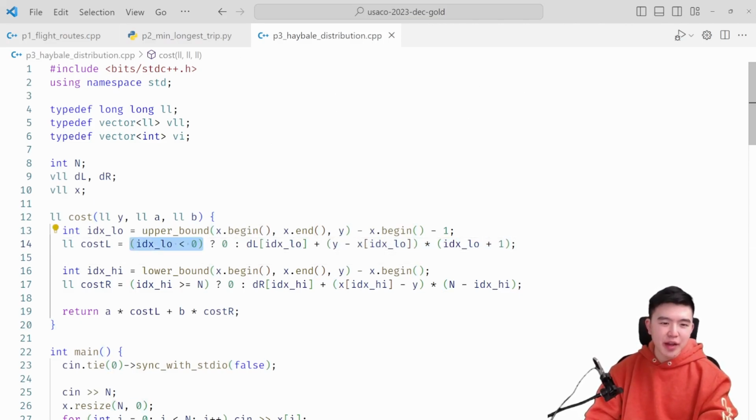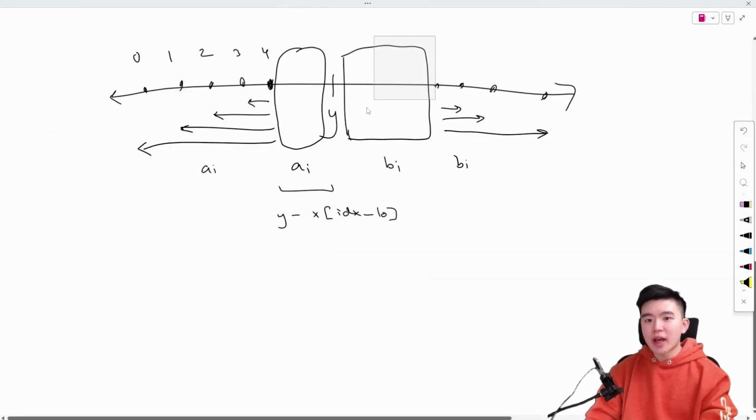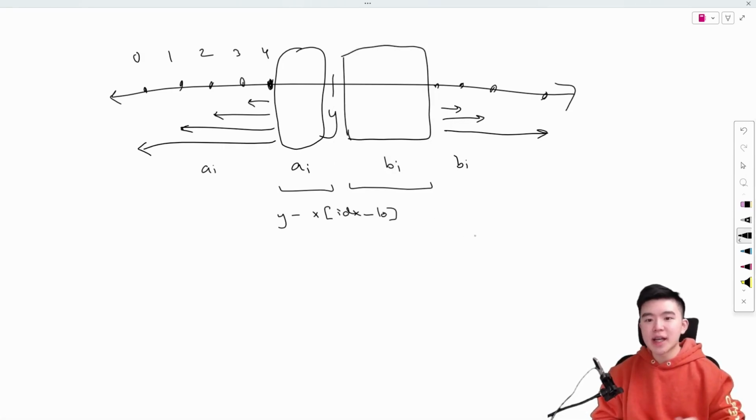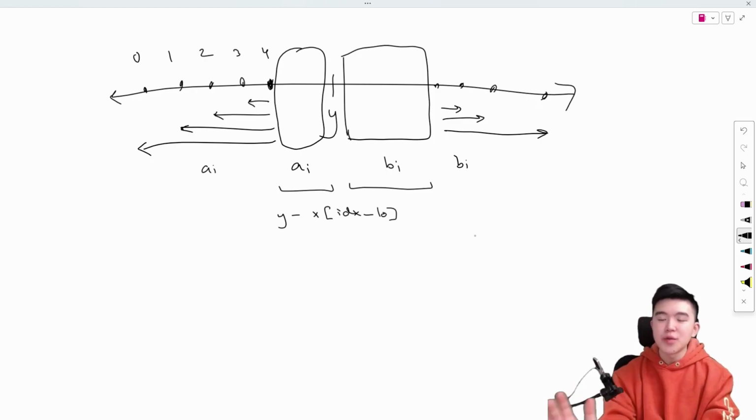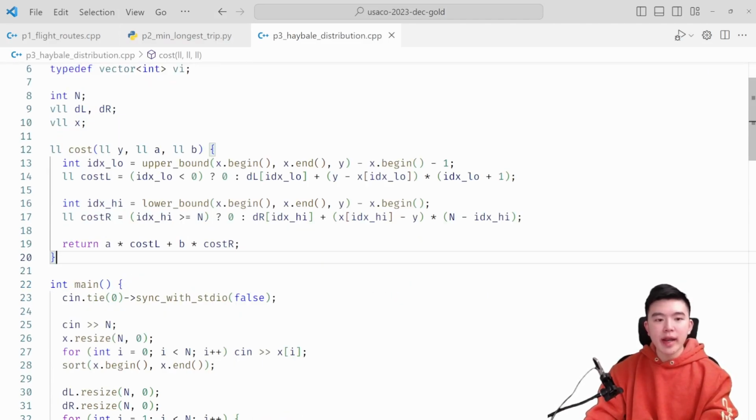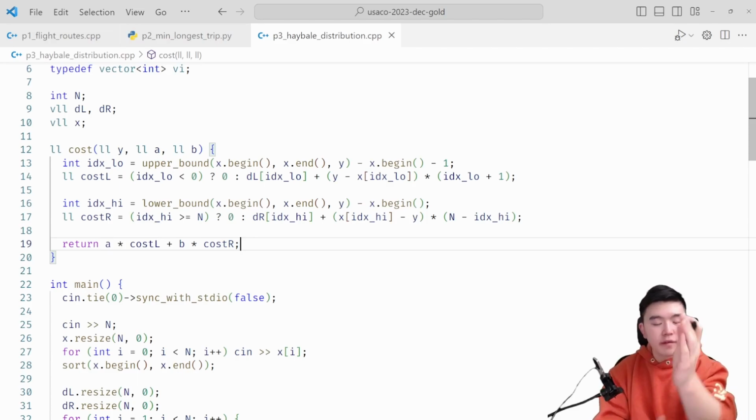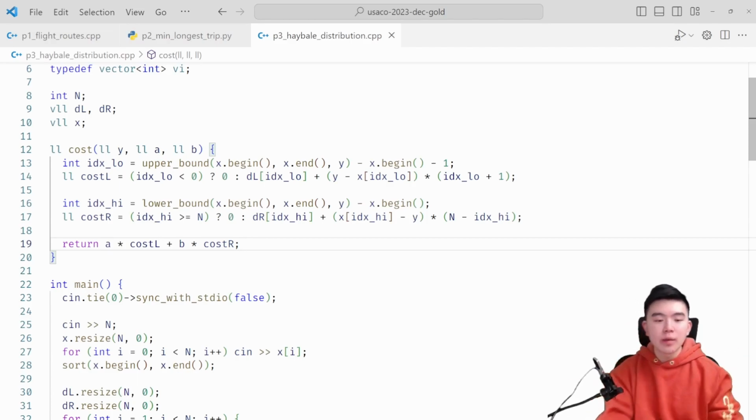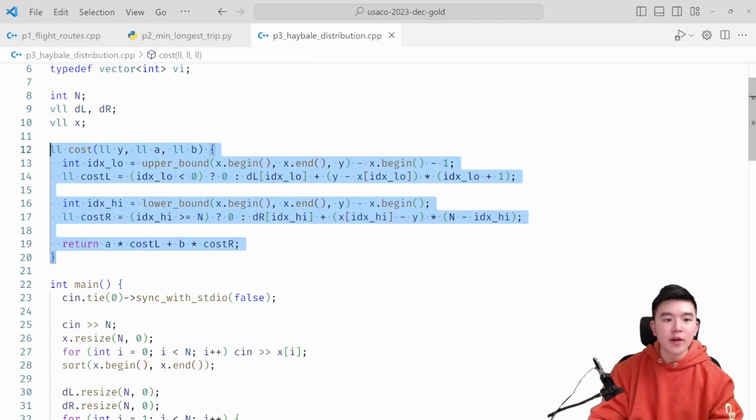There's a bit of an edge case over here, which is if upper_bound returns a value of 0, then we're going to subtract 1. There's some off by 1 stuff, and we're just going to make sure it's not negative. We're going to do the same stuff for the closest barn on the right. We're going to take all of these shipments, we're going to move them a distance of x of idx_high minus Y. That's the distance to move all of those shipments to the closest barn to the right, multiply that by the number of shipments to get that distance moved, add the corresponding DR value, and then we're going to have cost L and cost R, which are the total net distance we need to move for all of the shipments going left and all of the shipments going right. Once we have those, we weight those by A and B, and then our function is done.